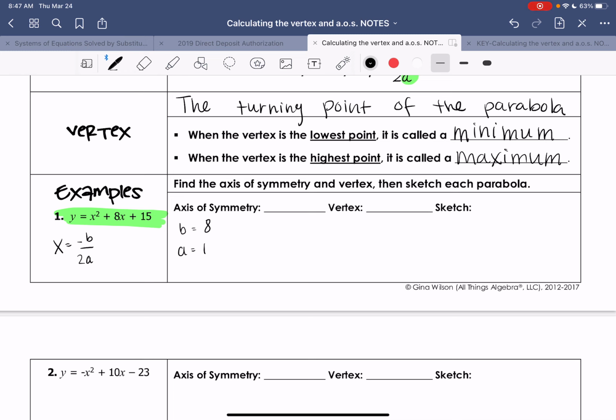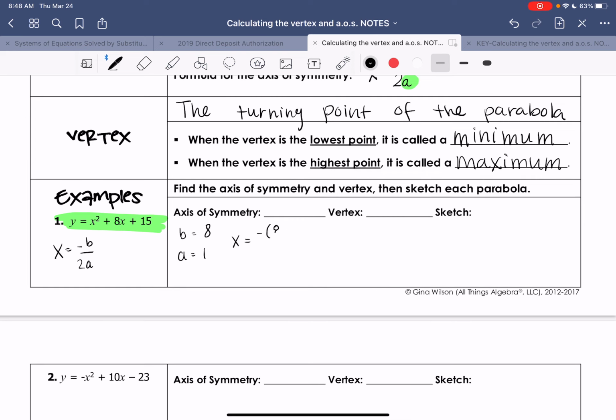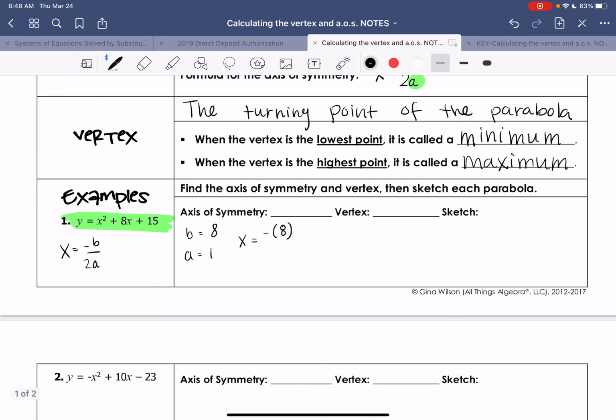So when we substitute this into our formula, x is equal to negative. So again, there's a negative in front of the b, so I'm going to have a negative in front of that 8. And then I'm going to have that over 2 times 1. So now when I simplify this, it's going to be negative 8 over 2, which simplifies to negative 4. So our axis of symmetry line is going to be x is equal to negative 4.